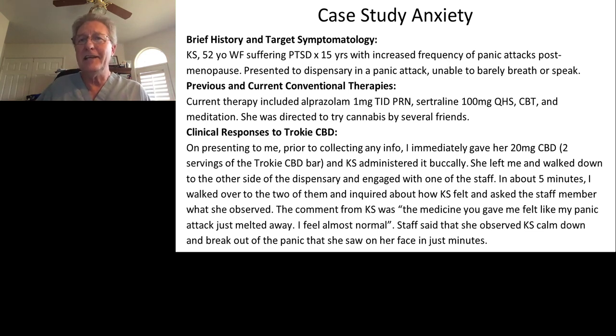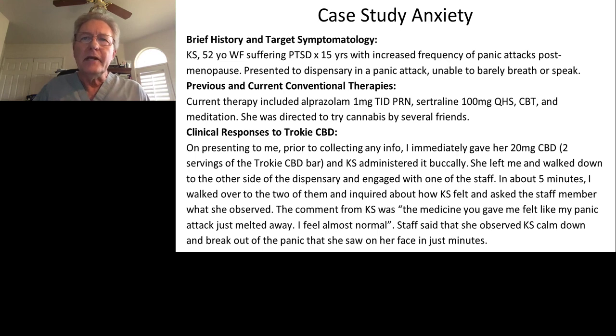On presenting in the dispensary to me, she walked up, holding her breath, eyes bugging out, and kind of blurted out, "I'm in a panic attack." And I just happened to have some CBD samples there, and so I asked her, "Would you mind taking 20 milligrams of this Trokie, put it under your upper lip and gum?" And so she administered it buccally. She left me and walked down to the other side of the dispensary.